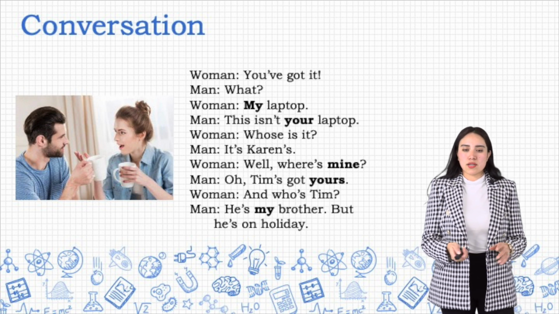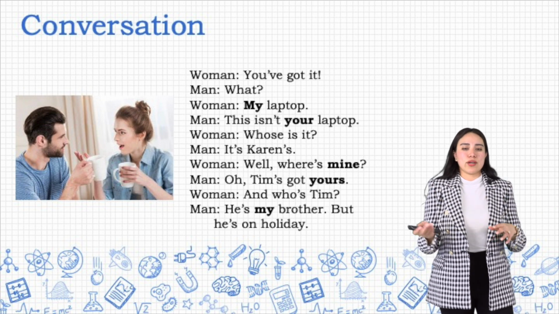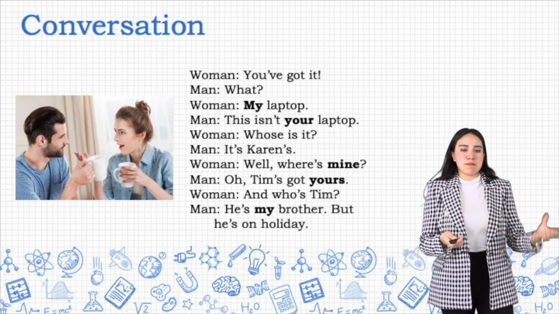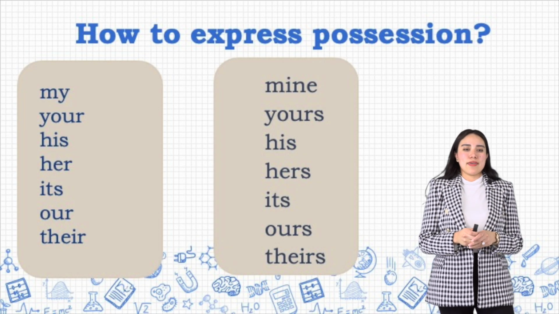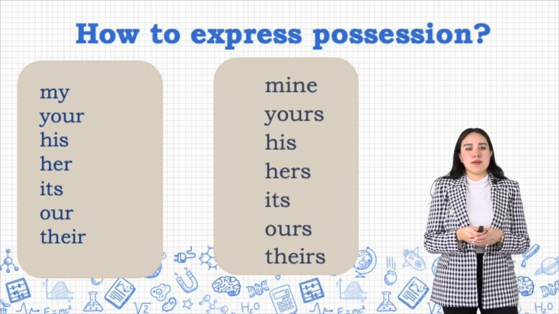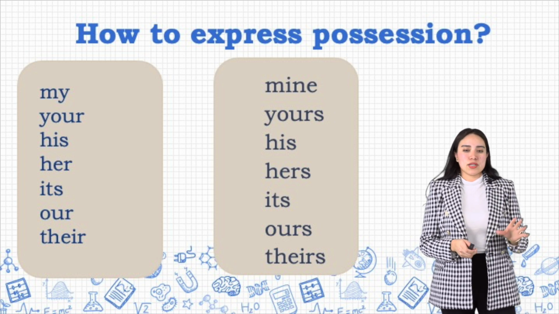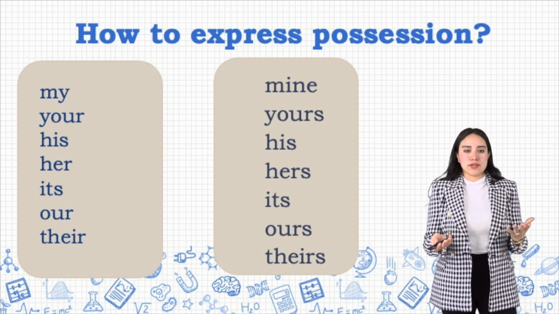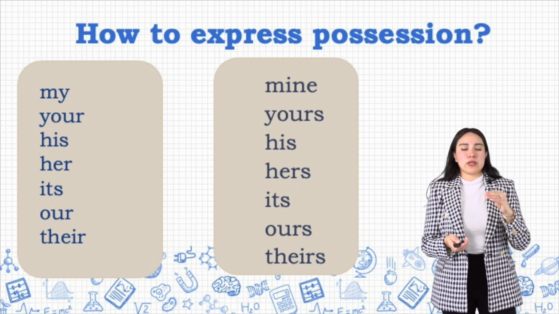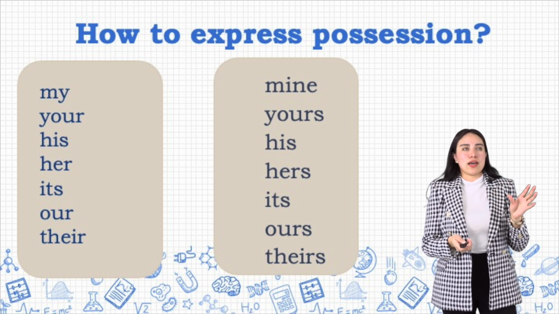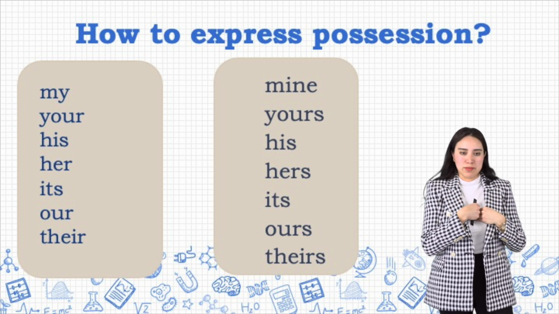So as you can see, we have these words in bold. We have mine, yours, mine, yours, mine. So what is the difference between them? We have these columns again, but the question is how to express possession. We are going to use these two columns to express possession, but what is the difference? In the first column, we have mine. We're going to use this word when I want to say that something belongs to me.